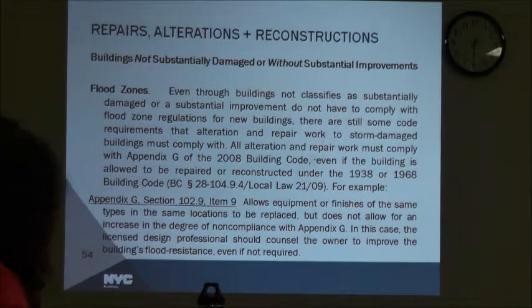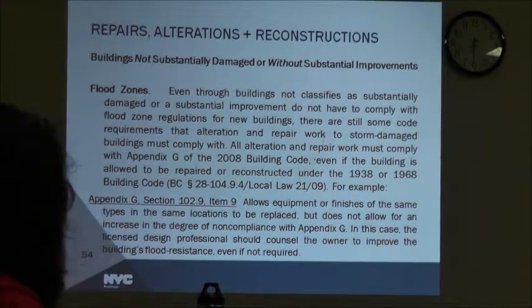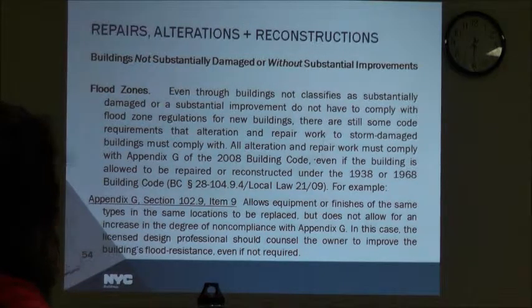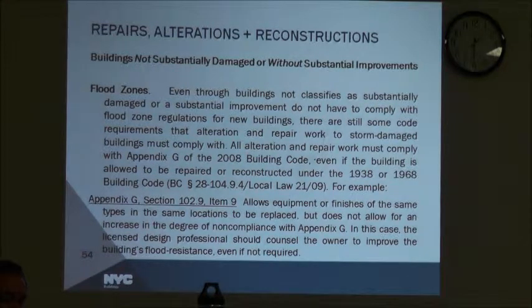If a building's not substantially damaged and it will not be substantially improved, then basically you're allowed to put everything back the way it was. You can't increase the degree of noncompliance, but you can put light fixtures and equipment back where they were before. If the furnace was destroyed, you can put the furnace back. If there were a certain type of materials on the floor and the wall, you can put those materials back, provided you're not substantially improved and provided you weren't substantially damaged.